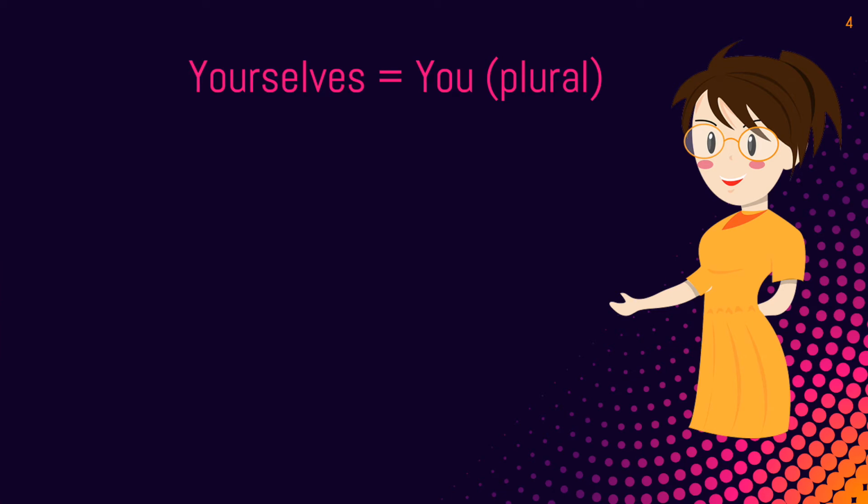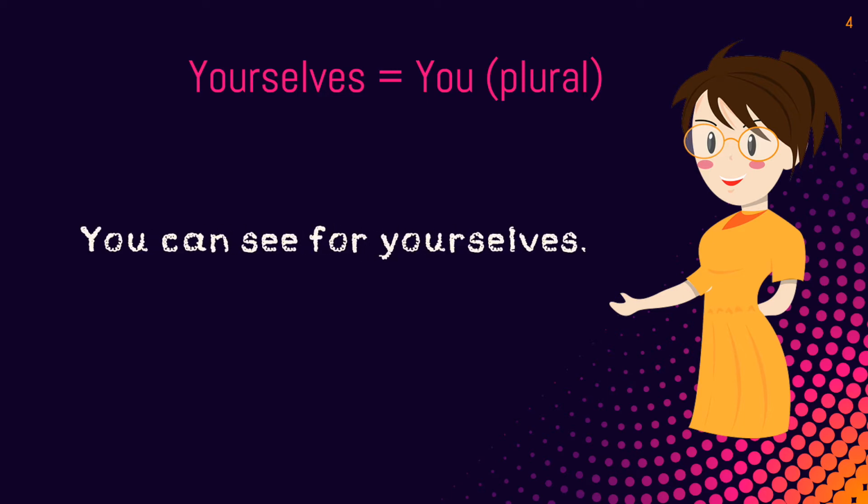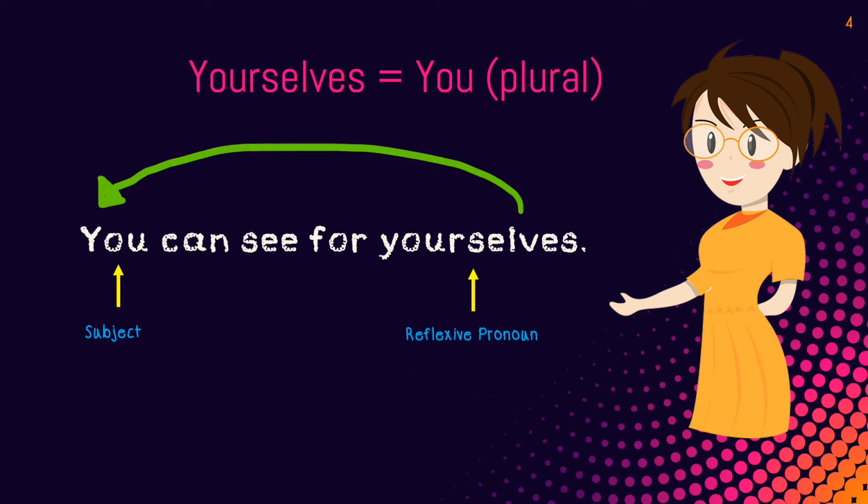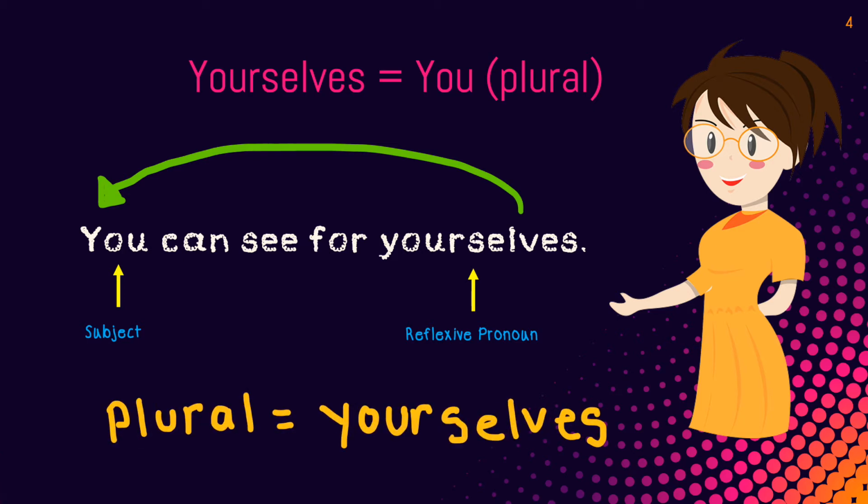Yourselves is a reflexive pronoun that can also take the place of you, but only if it is being used in a plural fashion. For example, in the sentence, you can see for yourselves, you is the subject and yourselves is the reflexive pronoun. Yourselves is replacing the you in the sentence, but you is being used as plural. Remember, plural means more than one person.